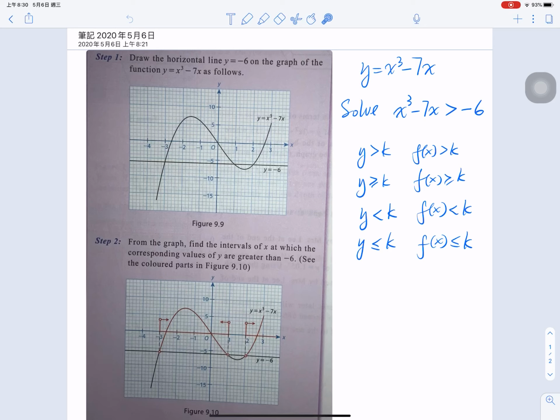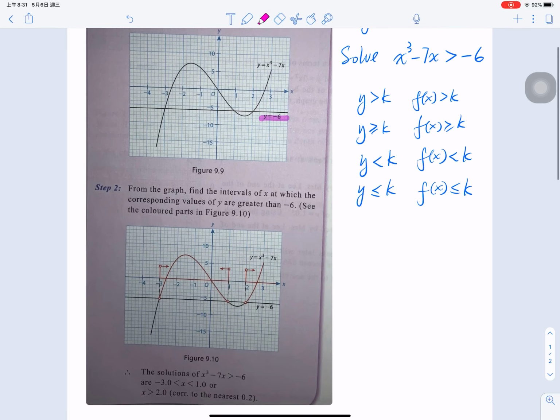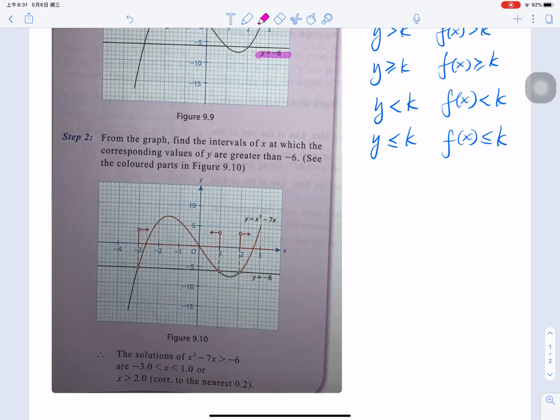Now I want to solve x cubed minus 7x greater than negative 6. So step 1, try to draw the horizontal line y equals negative 6. That means draw a horizontal line y equals negative 6 on the graph of the function like this. So here is the y equals negative 6 straight line. Step 2, from the graph, find the interval of x.